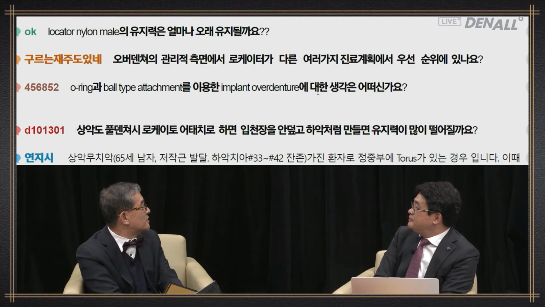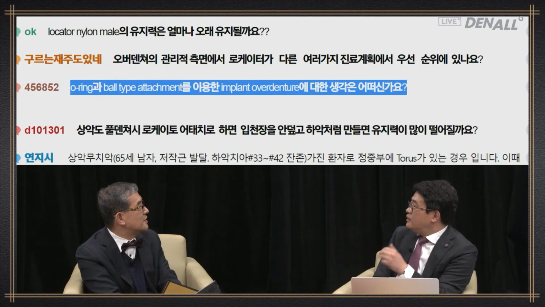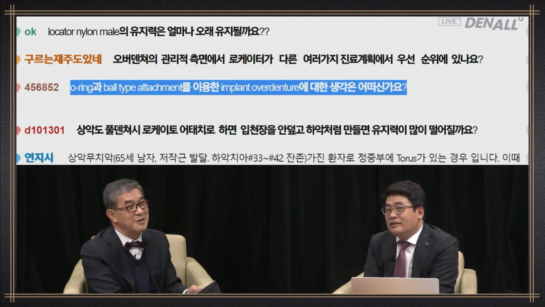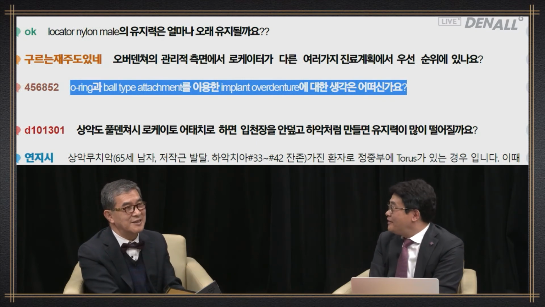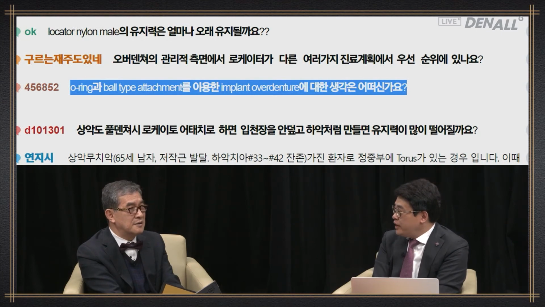Next, what are your thoughts on implant overdenture using O-ring or ball type attachment? I think this person is curious in comparison with Locator attachment. Before I used the Locator attachment, I would use solitary type in combination with O-ring and silicone rubber ring. It's easy in its way, but the problem is the silicone rubber ring of the O-ring tears easily.